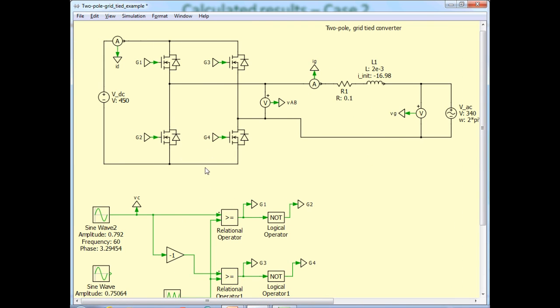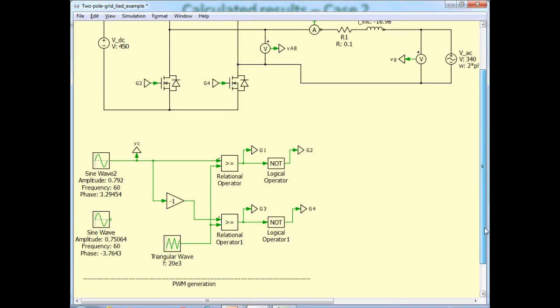Okay, so that's the two-pole converter. You can see the pole A and pole B here, the full bridge structure, the DC voltage source set at 450 volts DC, and here is the filter inductor connected to the grid at 340 volts peak, and the filter resistance is 0.1 ohms, just like our example problem.